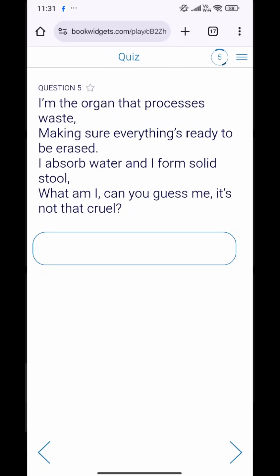Next. I'm the organ that processes waste, making sure everything's ready to be erased. I absorb water and I form solid stool. What am I? Can you guess me? It's not that cruel. What is your answer, Miss Bimayra May? It's our large intestine, ma'am. Very good. That is our large intestine.